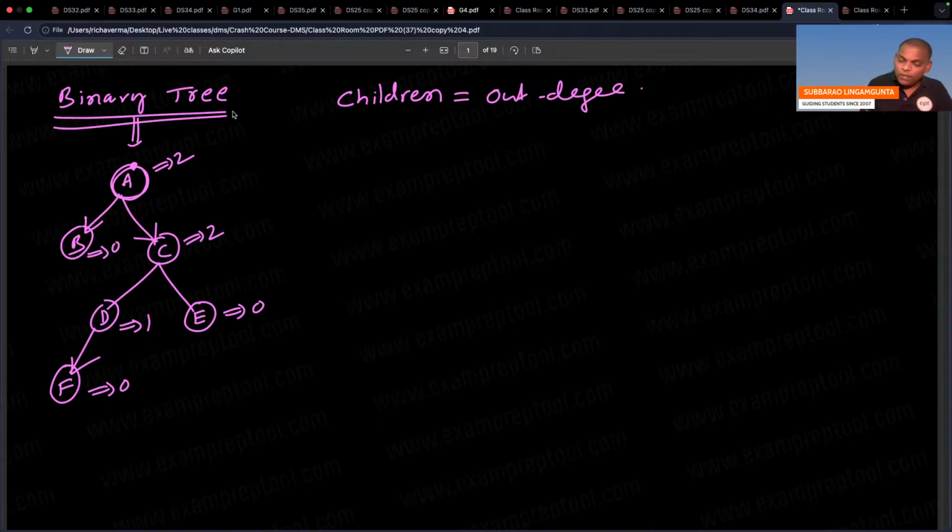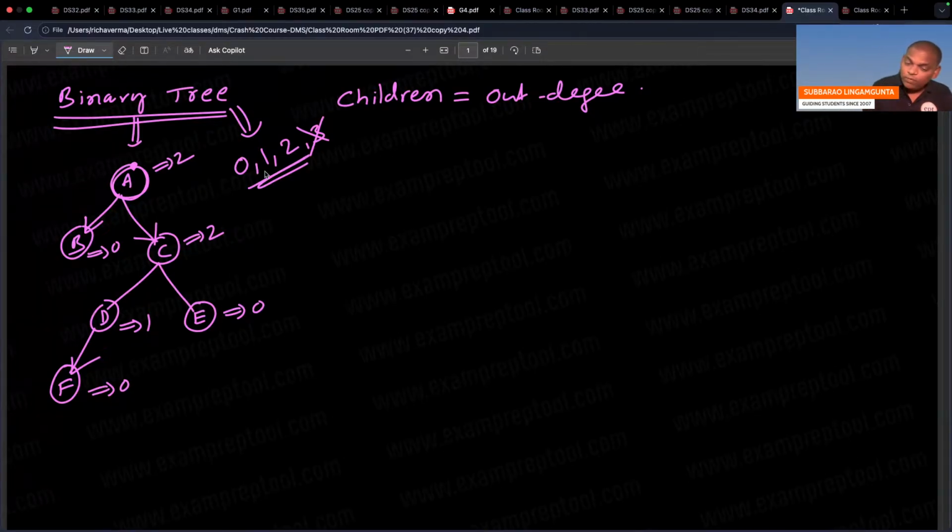When you say binary tree, 0 child is possible, 1 child is possible, 2 children are possible, 3 is not possible. That is one more thing. Children are nothing but out degree. Fine, that is okay.